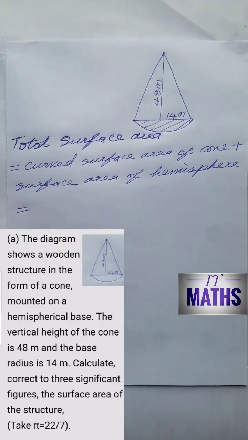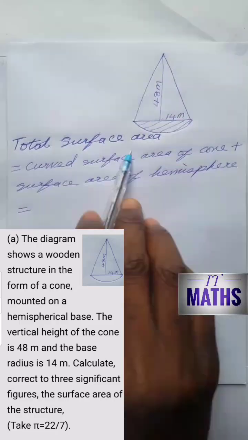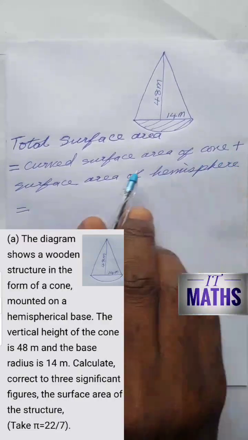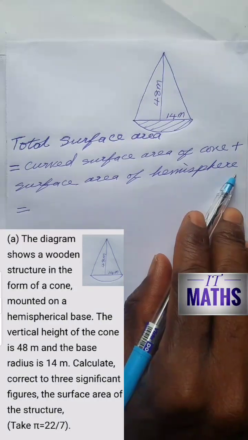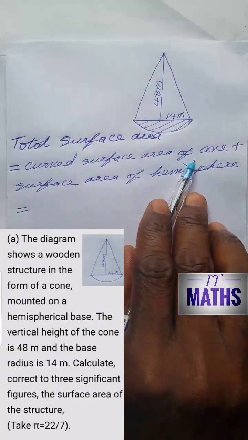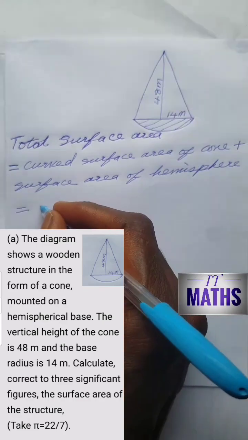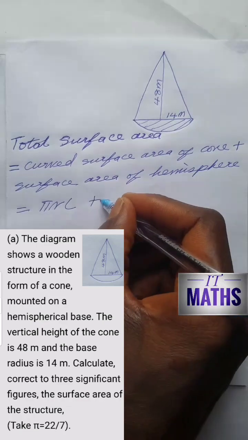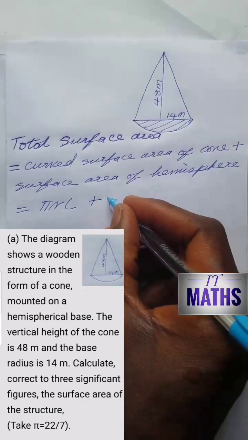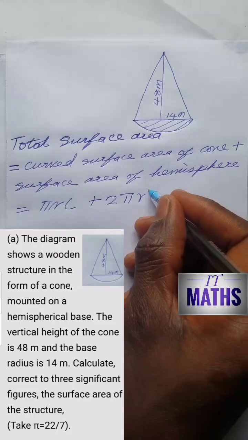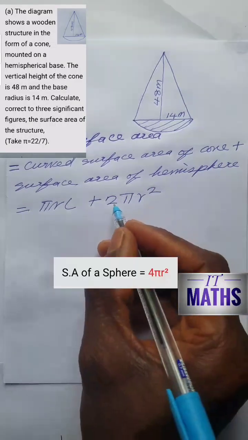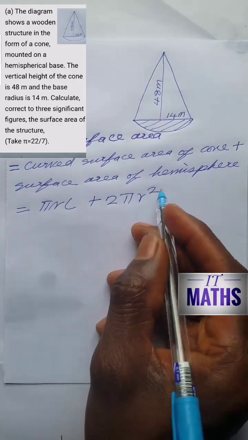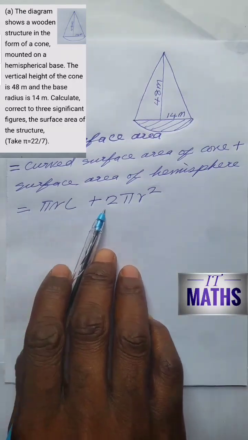Is that okay? So the total surface area will be equal to the curved surface area of the cone plus the surface area of the hemisphere. So what's the formula for the curved surface area of a cone? That is pi r L. You know that, right? What's the surface area of a hemisphere? It is 2 pi r squared. A sphere would have been 4. Half of 4 is 2 because a hemisphere is half of a sphere. So all we need to do is substitute all the values into this formula.